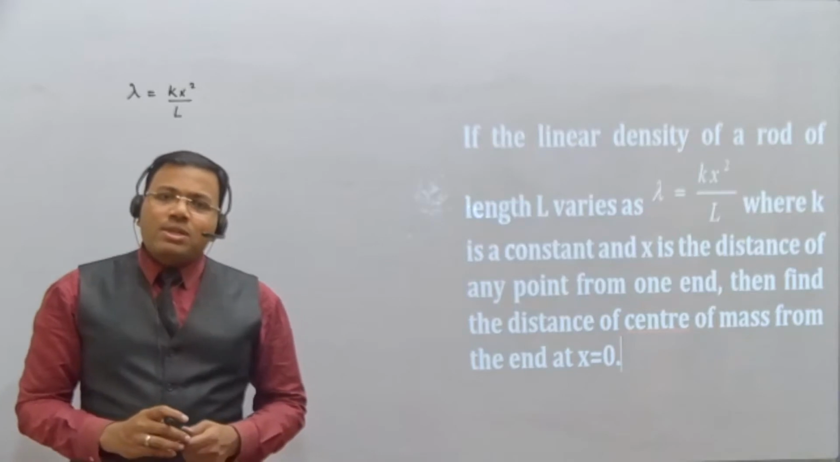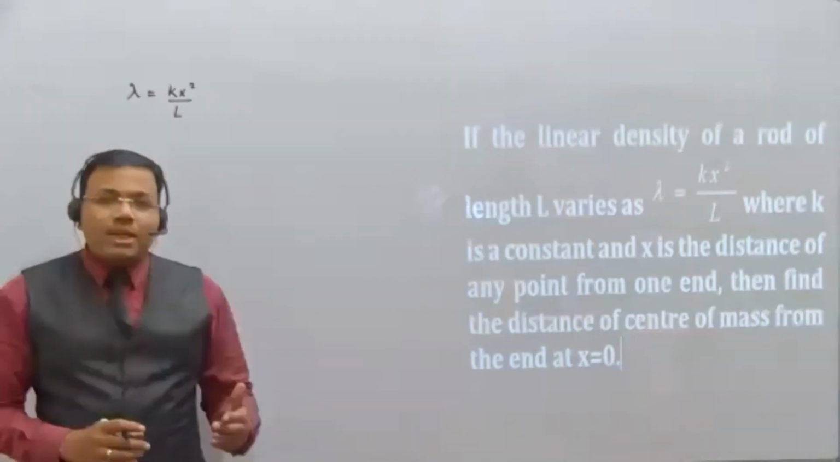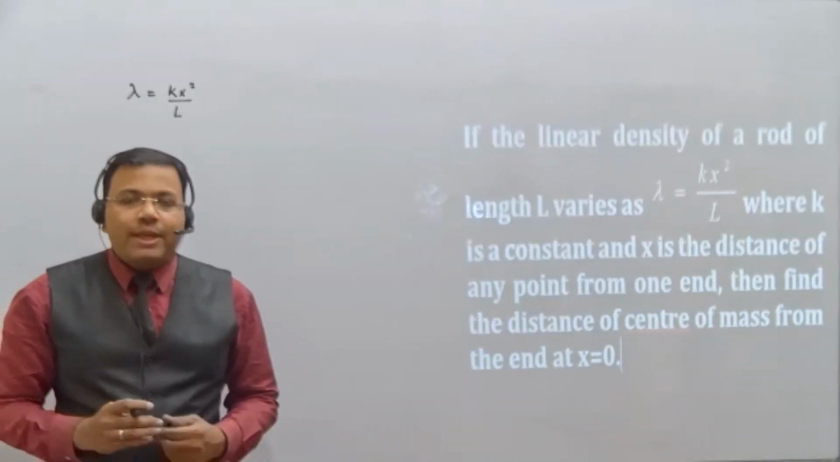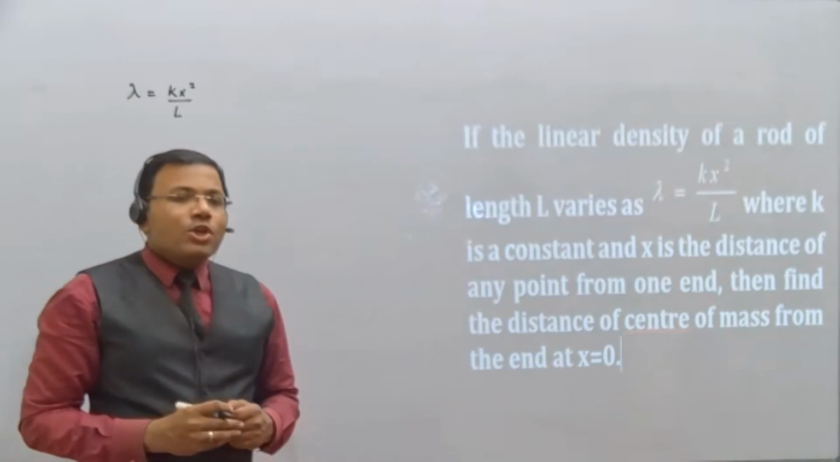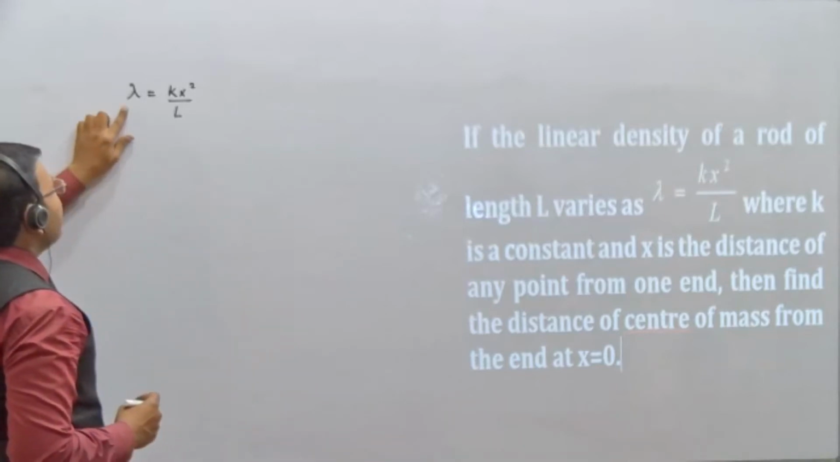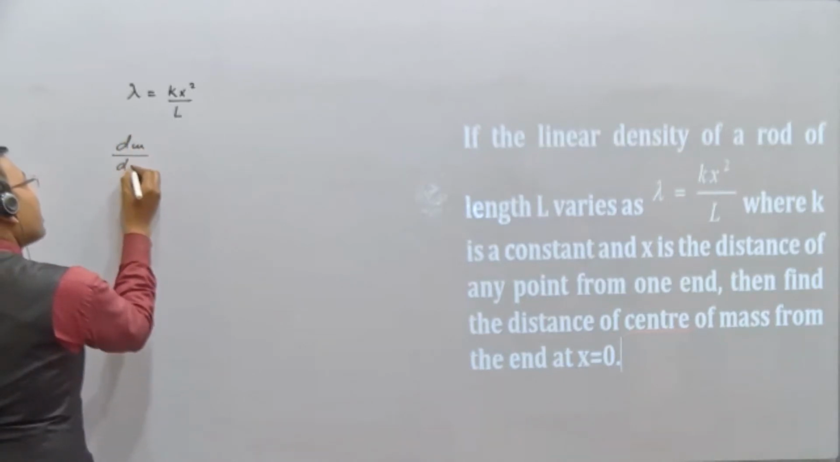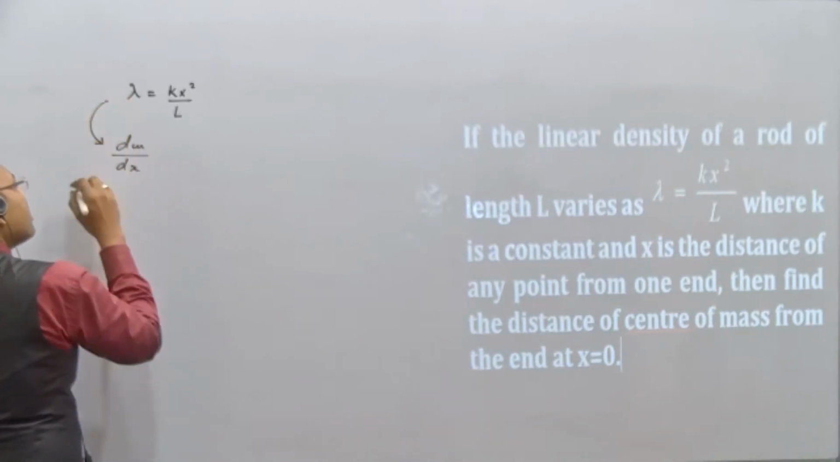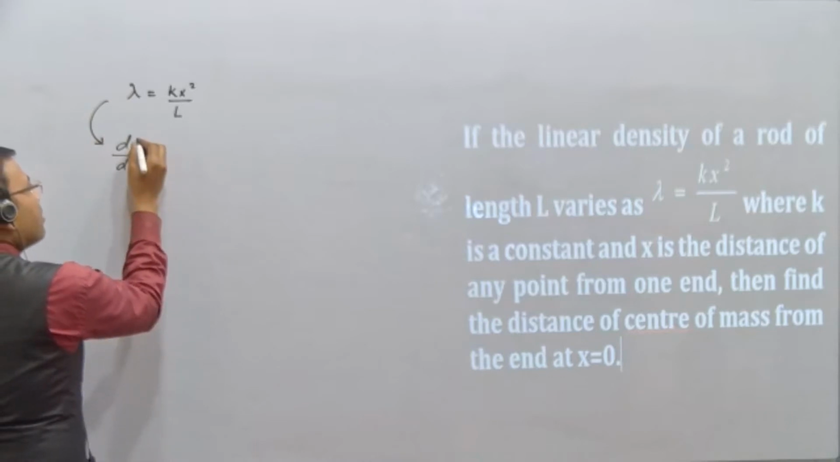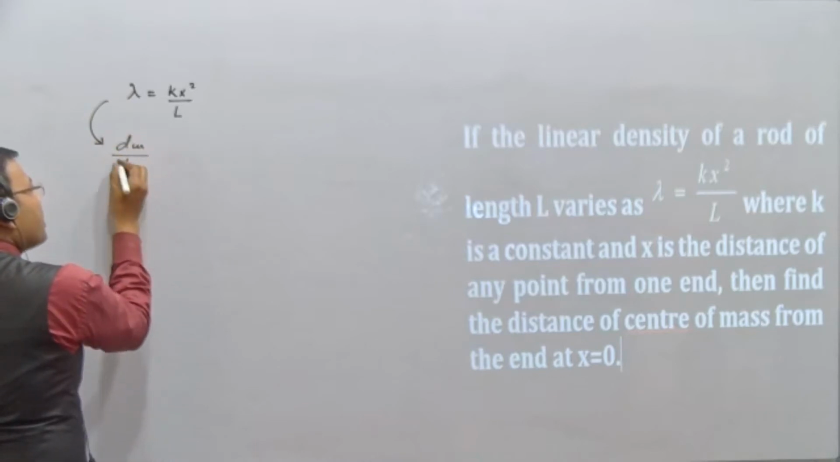So here we are discussing the linear density. Linear density means mass per unit length. So this is the linear density, and I'm writing it as dm by dx. This is the linear density, mass per unit length. dm is the mass and dx is the length.